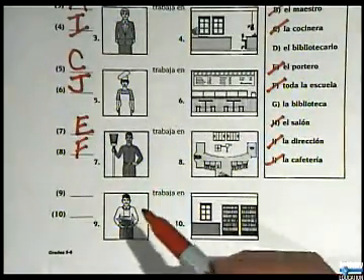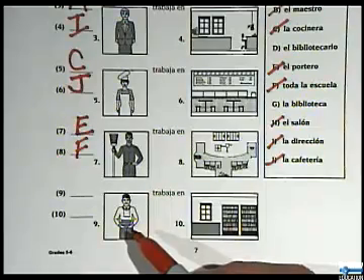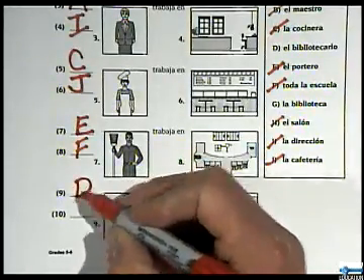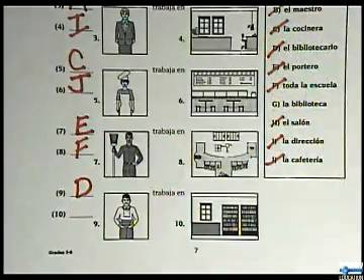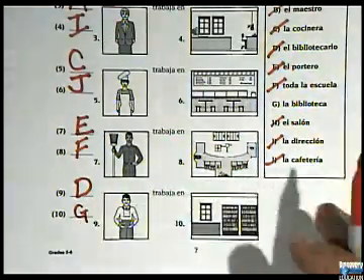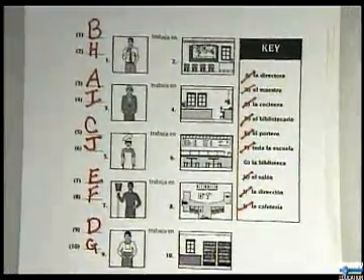Now for 9 and 10, this person trabaja en this place. He's got all of his books here. He is the bibliotecario, letter D. And the place that he works is called la biblioteca, letter G. So there are your answers for the first page.